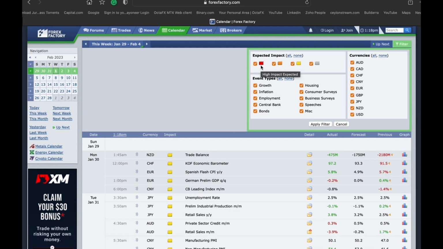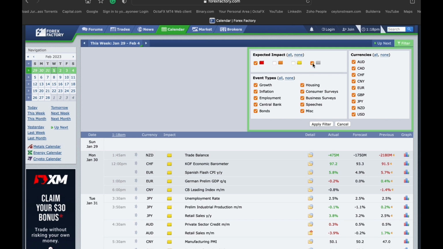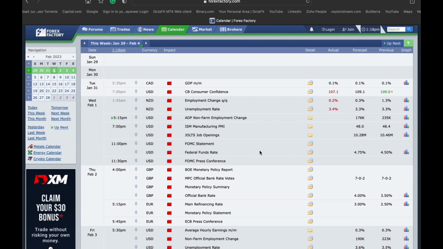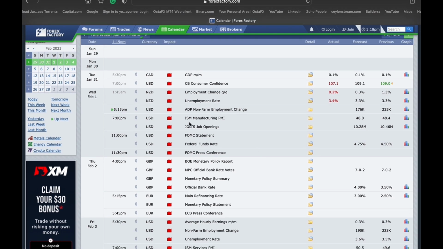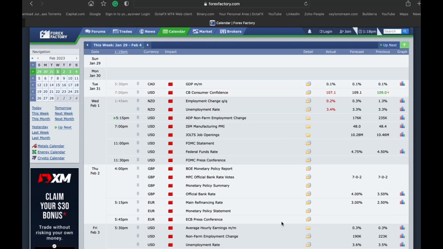Since red represents highly impactful news, we are considering that alone. So we untick all the other colors and leave the red one. Here we can see the filtered news events which are highly impactful to the market. Forecast is what we are expecting before the news, and actual is what actually happened after the news is released. If the actual shows in red, it means a negative impact on the currency, and if it shows in green, it has a positive impact on the currency.